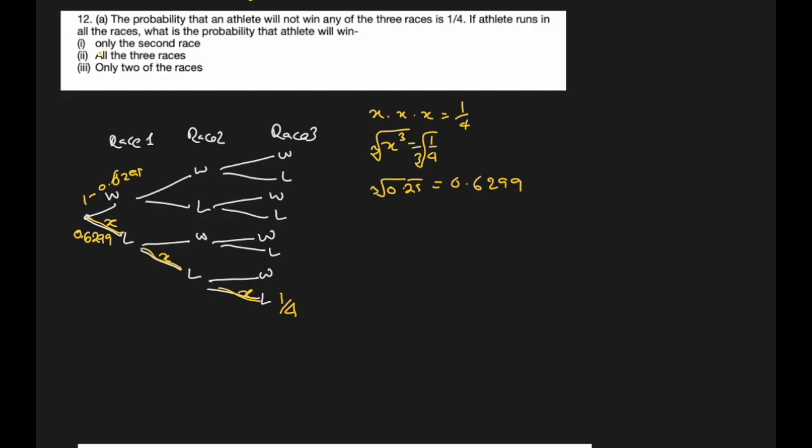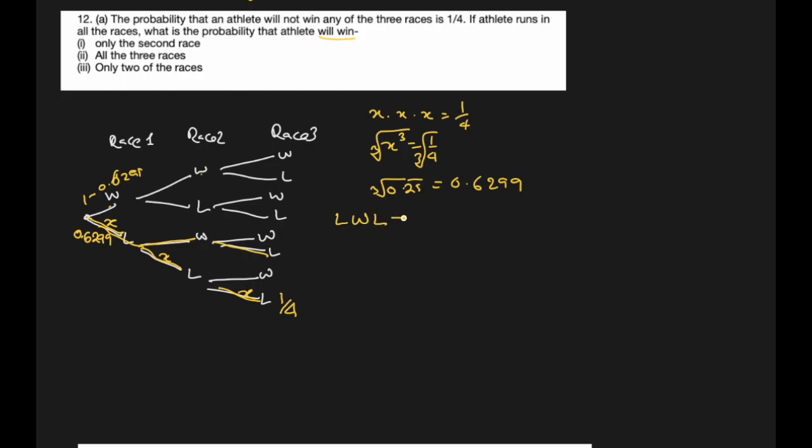Question number 1. Only the second race. He will win only the second race. So let's see which branches of this tree diagram he is winning only the second race. Winning, winning, winning. No, in this he is winning all. Winning, losing, winning. No. Losing, winning, winning. No. Losing, winning, losing. This is the one they want, and there is no other one.